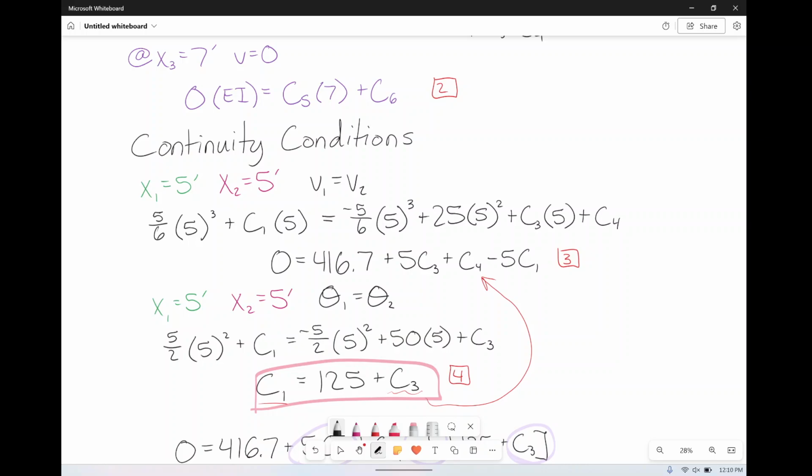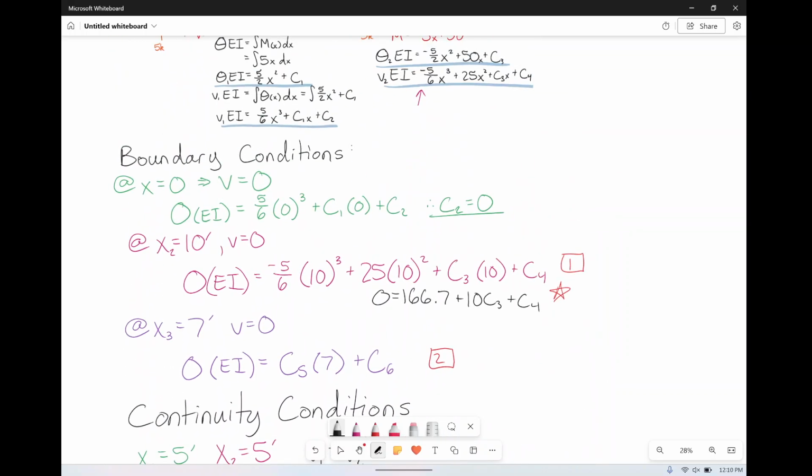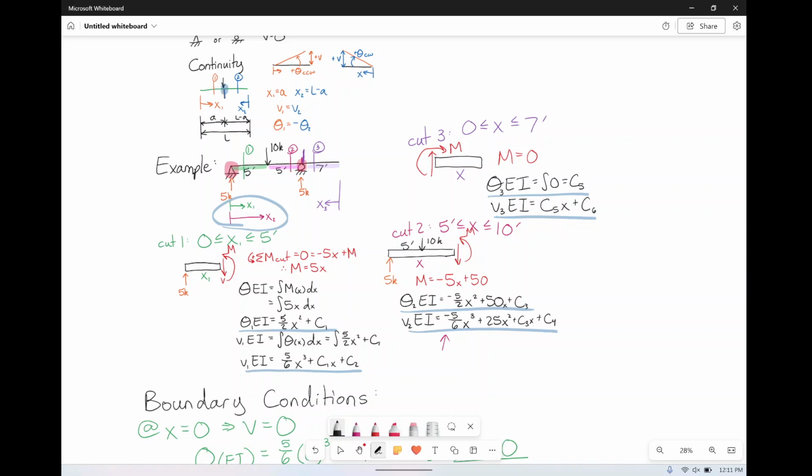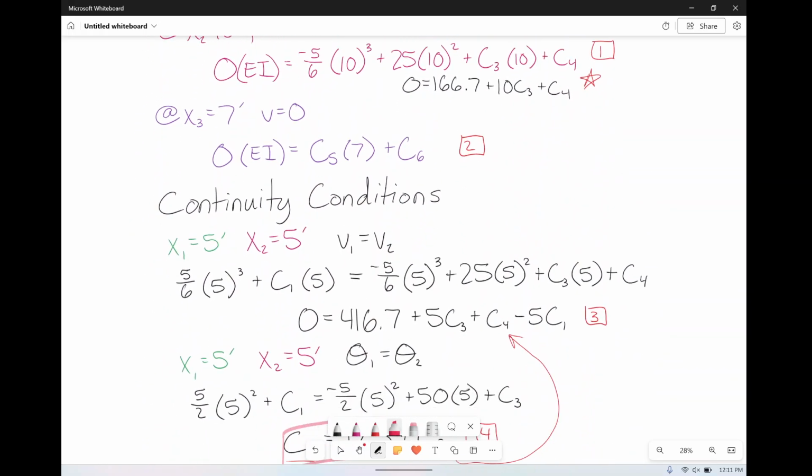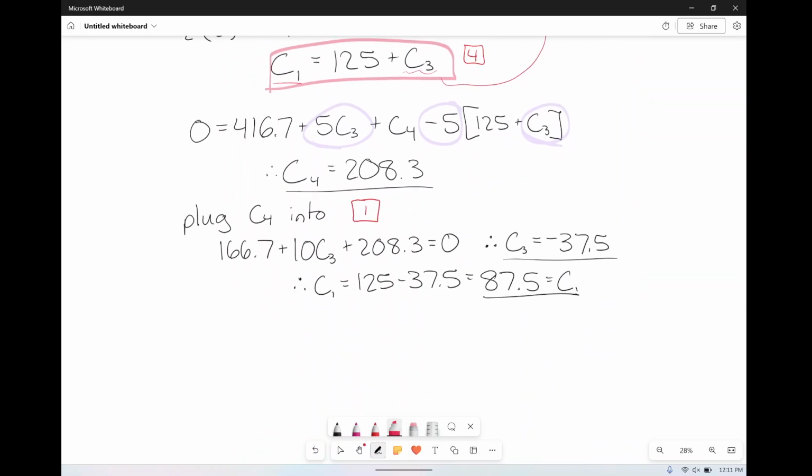So we're not quite done yet with continuity. What other continuity condition do I have? This time I'm going to look at x2 coming this way and x3 coming this way, so they're going to meet in the middle there. Now I have when x2 is equal to 10 and x3 is equal to 7, because they're in opposite directions, my slopes are going to be opposite.